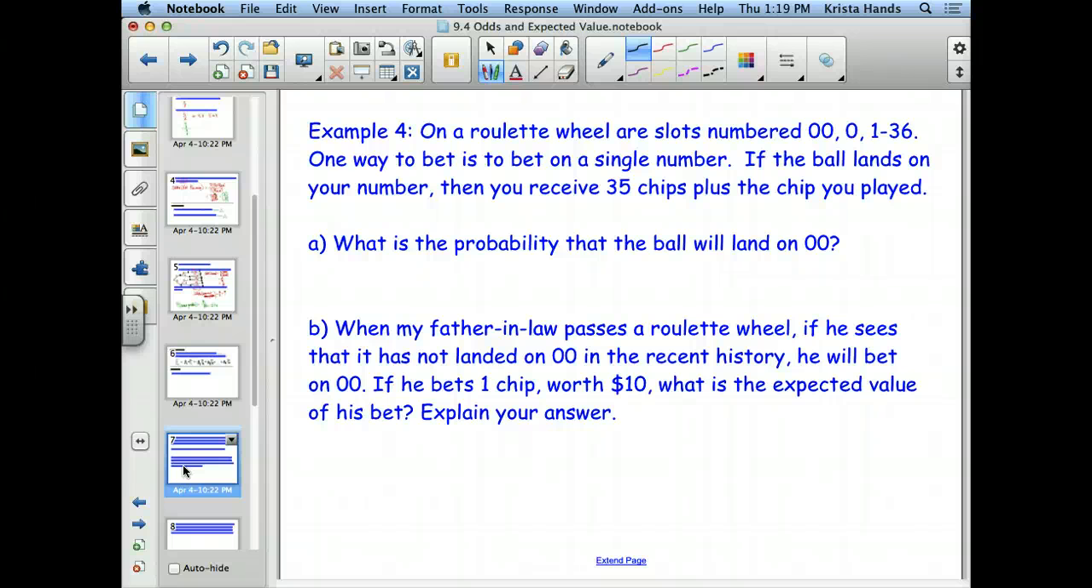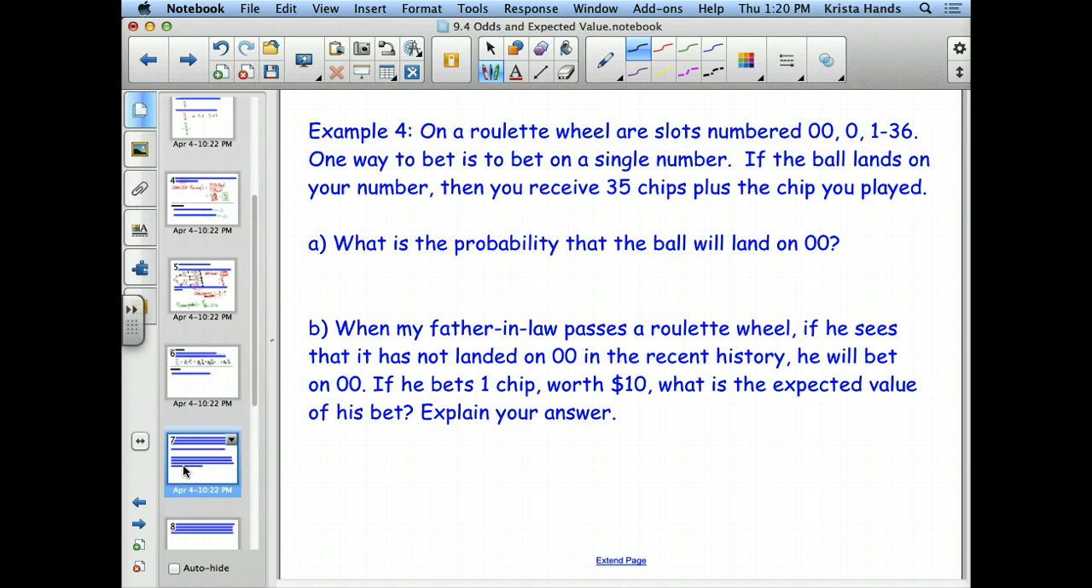If the ball lands on your number, you get 35 chips from the attendant, plus the original chip that you paid to play the game. Okay? So you pay one chip, you either lose the one chip, or you get that one chip back, plus you get 35 more. Okay, pretty good so far.